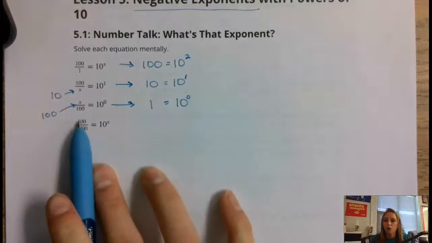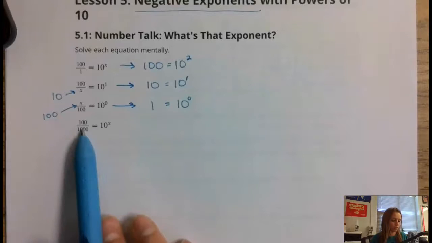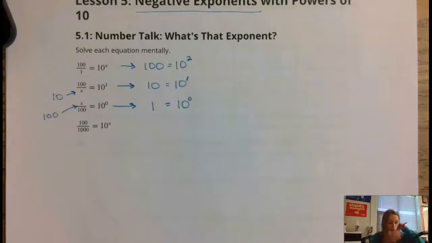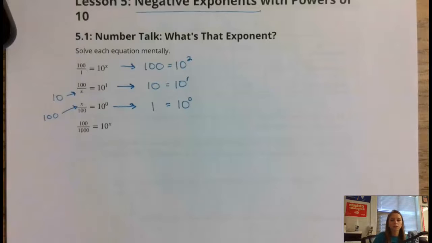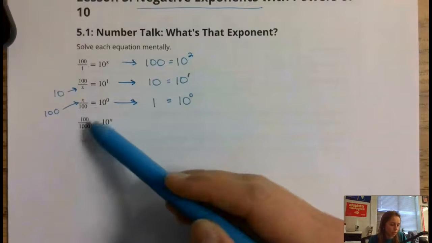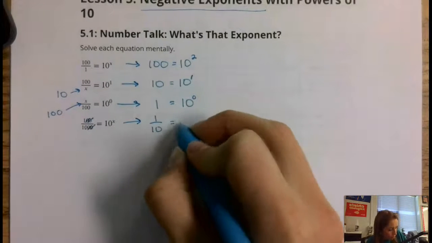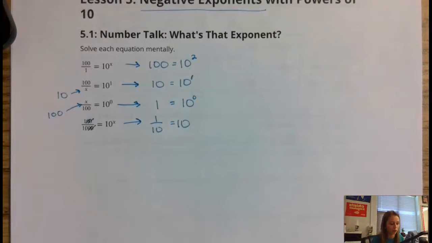Now right here we have 100 divided by 1000. So let's think to ourselves, what does that equal? Alright, so right here, let's think 100 divided by 1000. Well, we can just cancel out the zeros. So we're left with 1 over 10. So we can say 1 over 10 equals 10 to the something power.